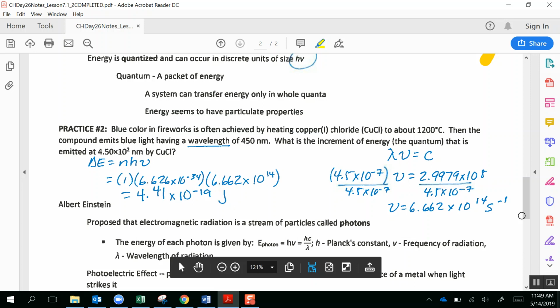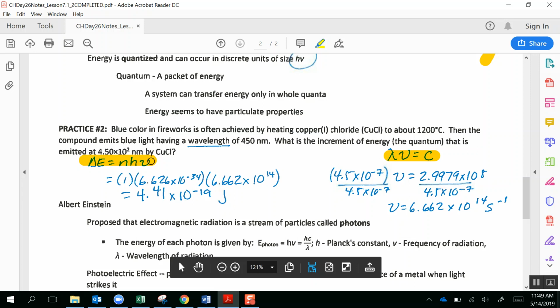So at the very beginning of this Word document or this PDF, you saw that it had wave properties. Now to also see that it has particulate properties, on practice problem number 2, we're going to use the equation for the velocity of a wave to calculate the frequency, and then we're going to use that frequency in Planck's equation. So blue color in fireworks, often achieved by heating copper 1 chloride to about 1200 degrees Celsius.